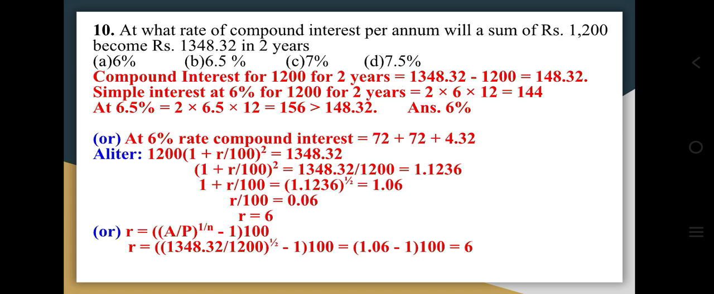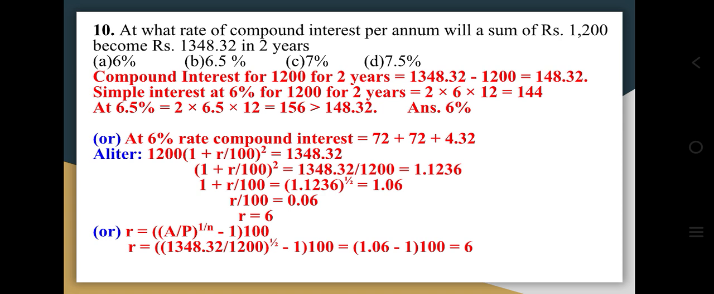Or equivalently, the formula for compound interest rate is R equal to ((A by P) whole power 1 by N minus 1) into 100. The compound interest rate R is ((A by P) whole power 1 by N minus 1) into 100, where P is the principal amount, N is the number of years, A is the amount the principal amount becomes in N years.